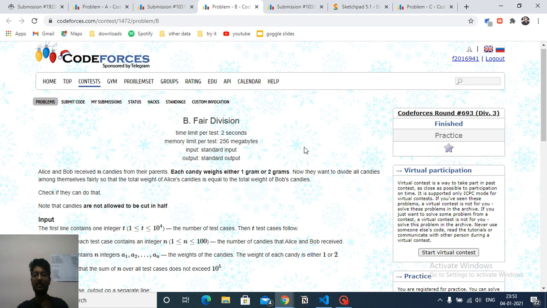These are the only weights for the candies, and now they want to divide them such that the total weights of the candies for Alice and Bob should be the same. So you have some candies whose weight is given to you, either 1 or 2, and you have to divide them among Alice and Bob such that both will get an equal amount. The number should not be the same, but the weight should be the same. So whether they can equally divide those candies or not, that's the problem.